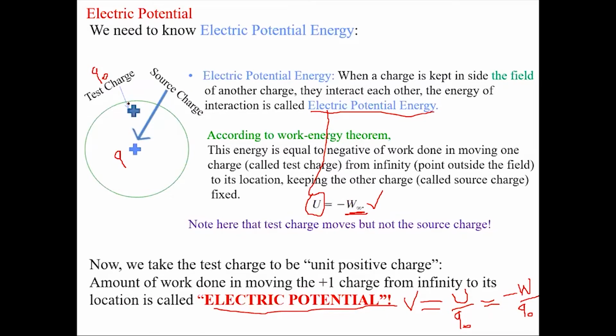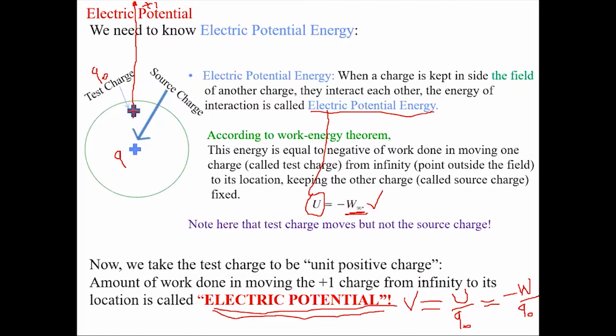So this is the final location of the test charge. What I assume here is we have the test charge very, very far away, which we call infinity. Now, if you bring this test charge from infinity to this final location, what is the amount of work done in doing so? We are bringing plus one charge from infinity to this particular location. That amount of work done is electric potential.